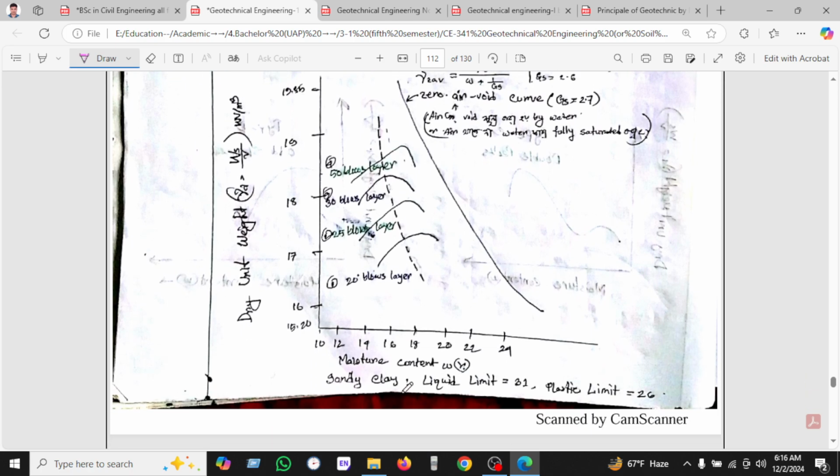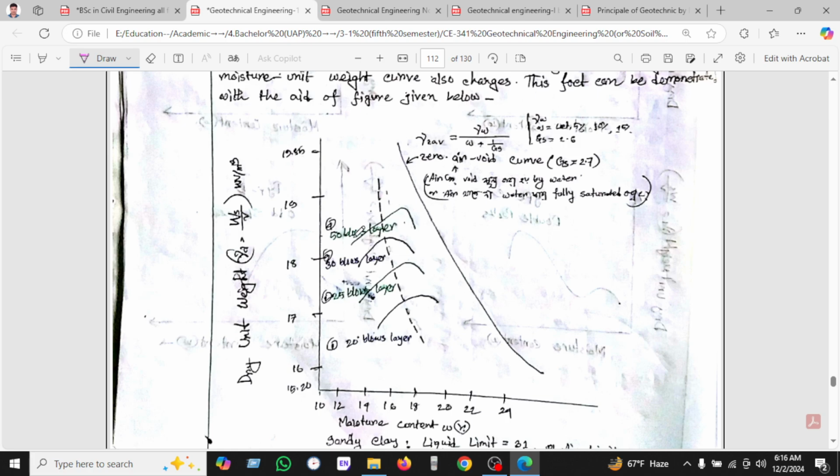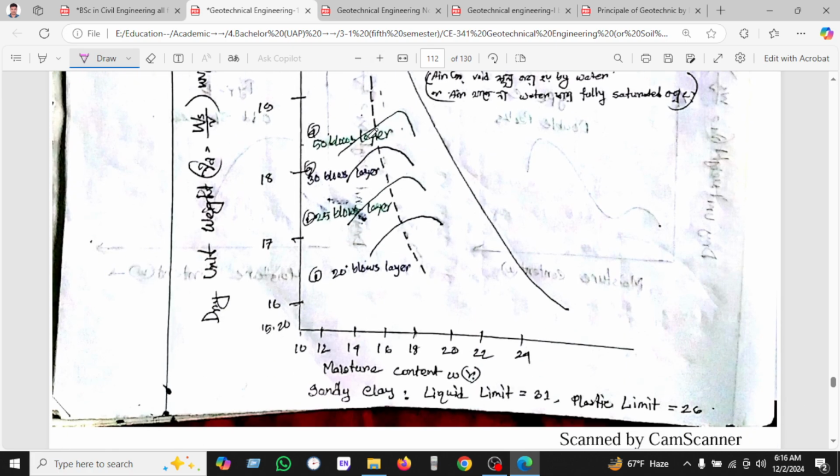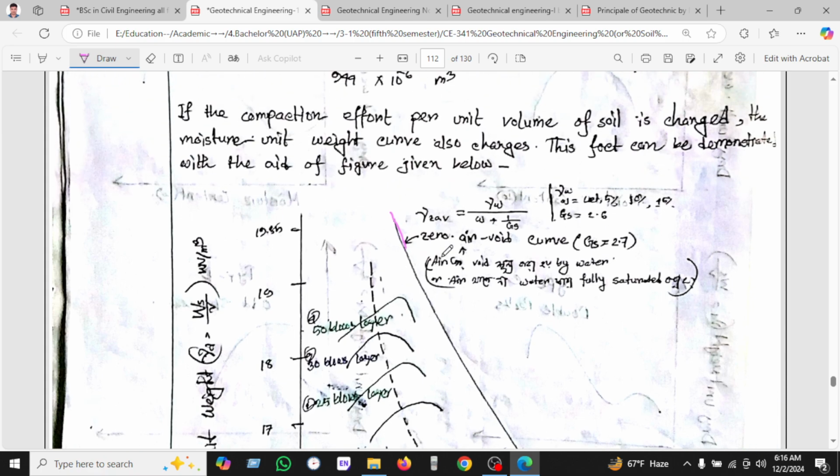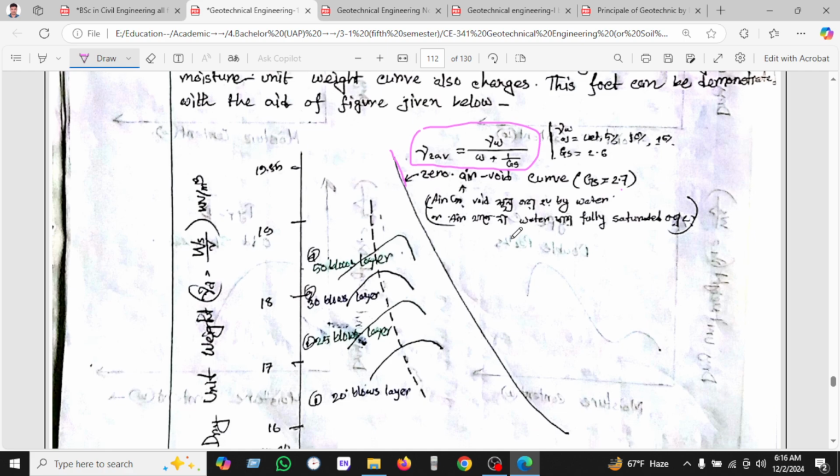We can see here the x axis is the moisture content, and y is the dry unit weight. If we zoom here, these are 50 blows per layer, and 30 blows, and 25 blows, and 20 blows. So these are decreasing, and this line is the zero air void curve, which is for specific gravity 2.7. We can find the zero air void from this formula: gamma w divided by moisture content plus 1 over Gs, the specific gravity.